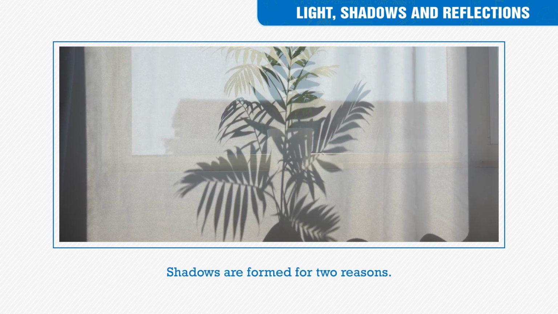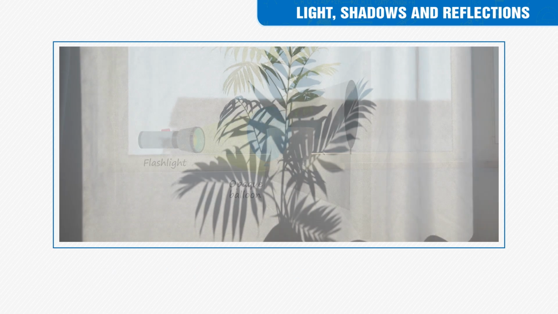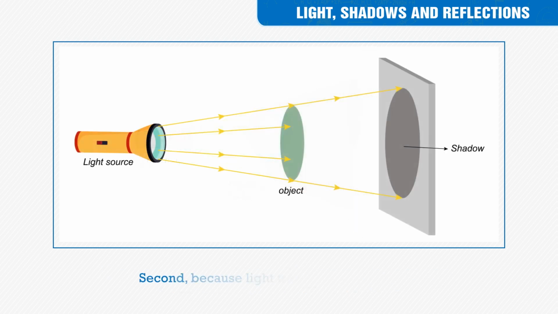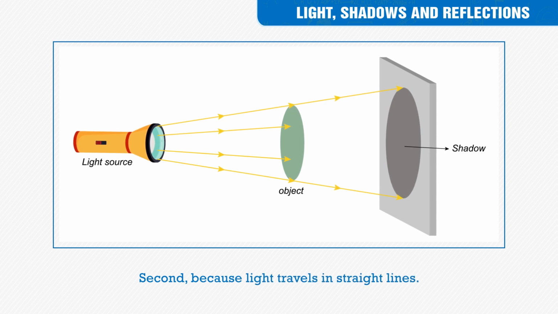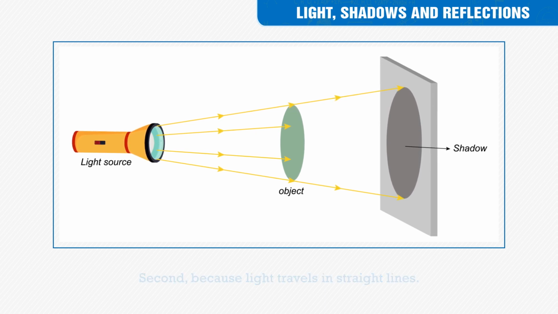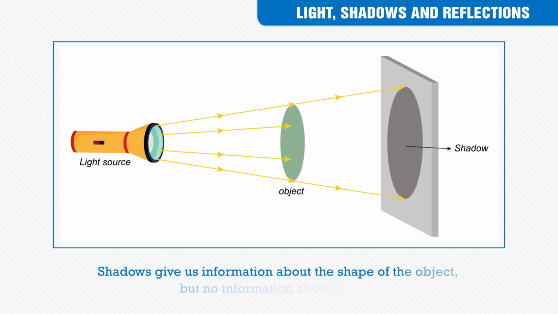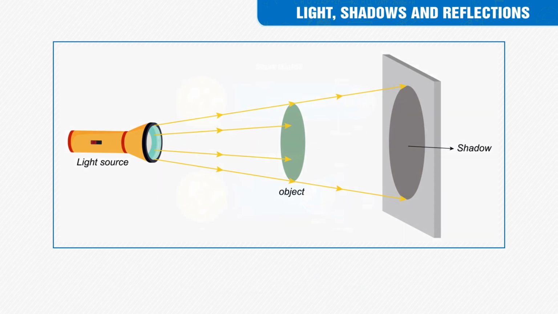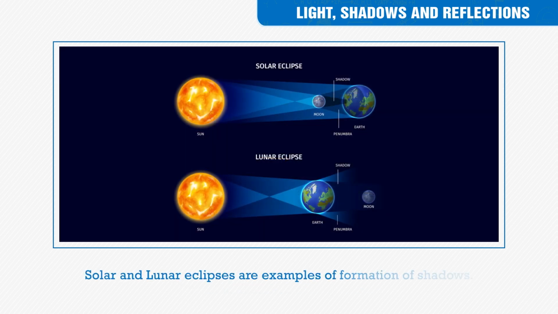Shadows are formed for two reasons. First, because some objects, which are said to be opaque, do not allow light to pass through them. Second, because light travels in straight lines. Shadows give us information about the shape of the object, but no information about its size. Solar and lunar eclipses are examples of formation of shadows.